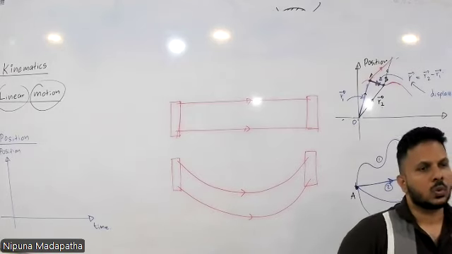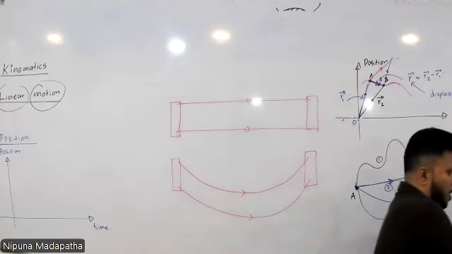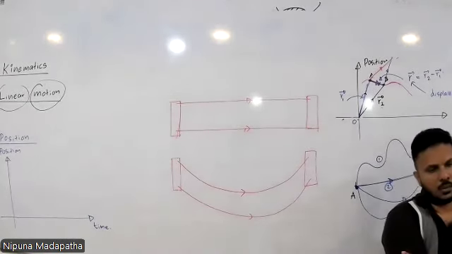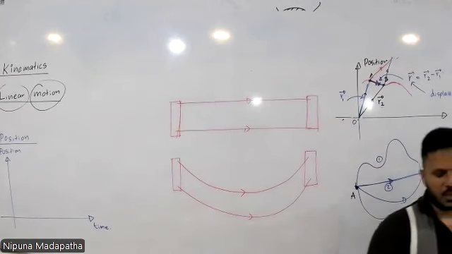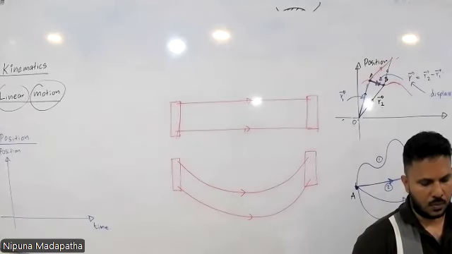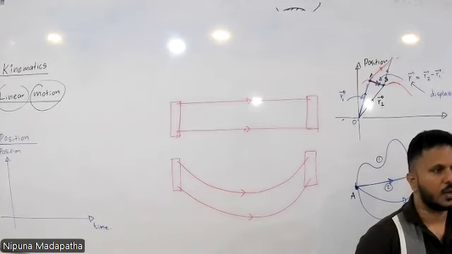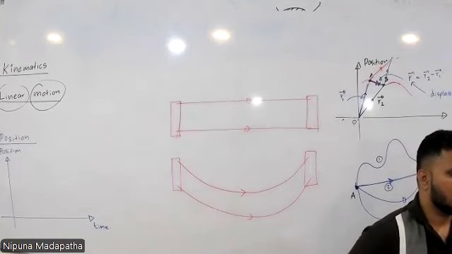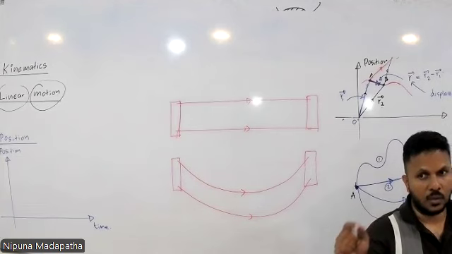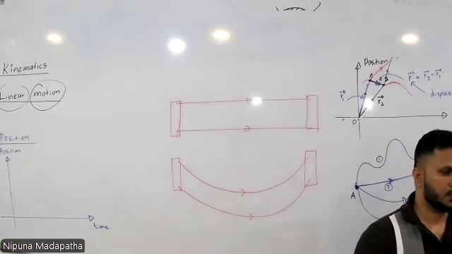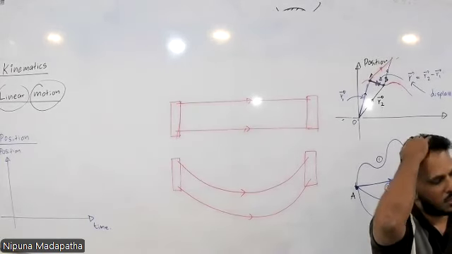In order to describe the position of a particle, we define a fixed point of reference, which is known as the origin.